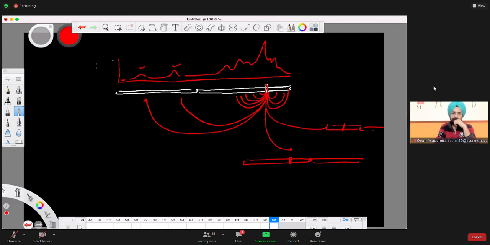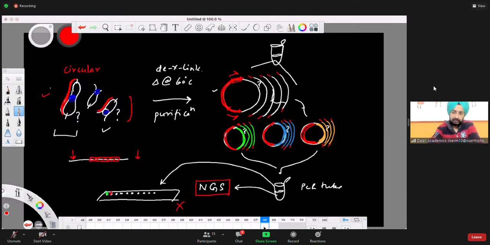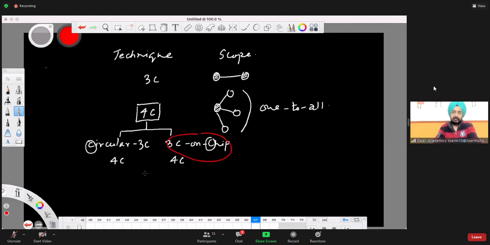How do we really analyze this thing? I will not get into great detail, but I will tell you the basic idea of data analysis for 4C. Okay, so that was all for today, and we will see in the next class that this scope thing that I'm talking about can go to many, not all to all, many to many. Okay. So many to many is one thing.